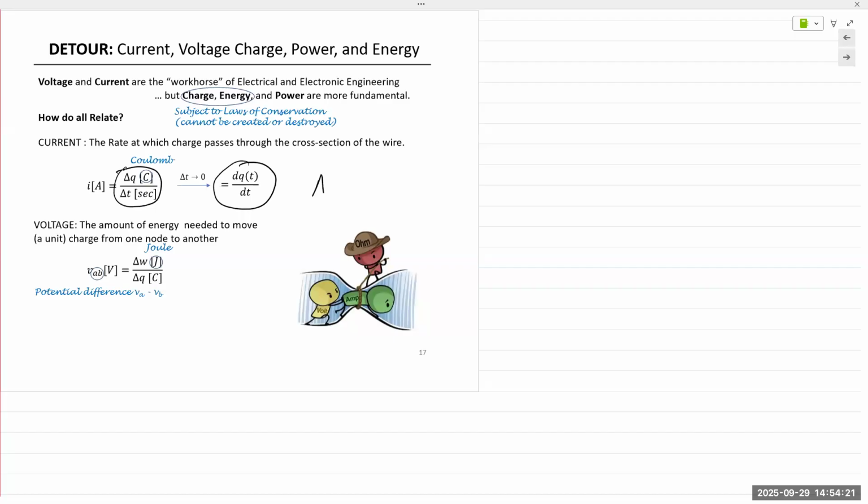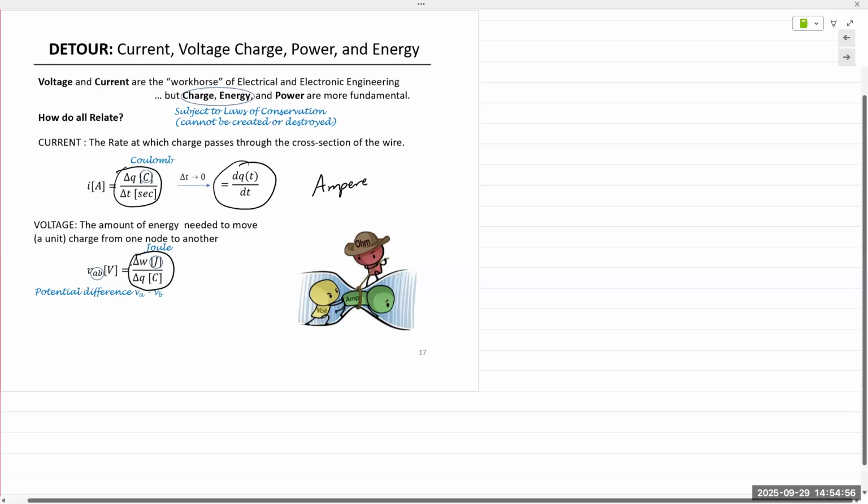The time rate of flow of charge, dQ over dt mathematically, is defined as electric current I. And I has the unit of ampere. Okay. So charge is moving, charge is flowing, energy is being transferred. The amount of energy that is required to move one single unit charge, meaning one charge from one place to another, is defined as the voltage. Okay. And so we get delta W over delta Q. It's the amount of energy that is required to move it.